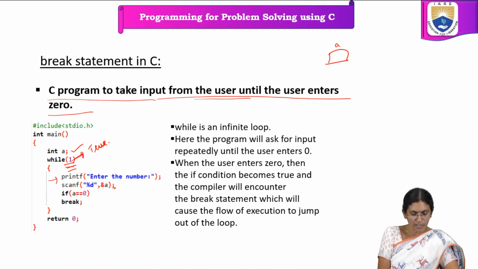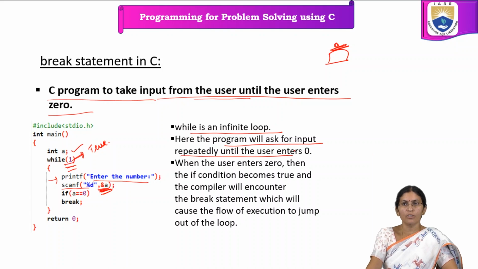Next, the printf statement will be executed: enter the number. Then the scanf statement: the user is prompted to enter the input, and that input is stored in the variable a, at the memory location specified by a. Now it will go on repeating. So here the while is an infinite loop, and the program will ask for the input repeatedly until the user enters 0.